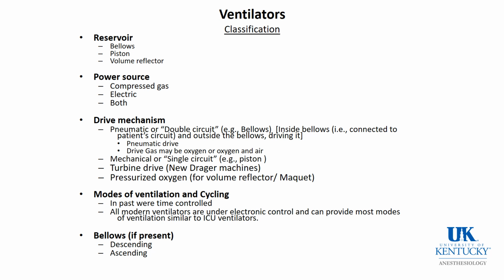In the old days, the most common was pneumatic, so-called double circuit or bellows. We're going to talk more about it. But our next generation used pistons. And the one we use at the moment, the newer Draeger machine, uses a turbine. There is another system made by Maquet, but we don't use that. There are also different modes of ventilation cycling, and that's beyond our topic.